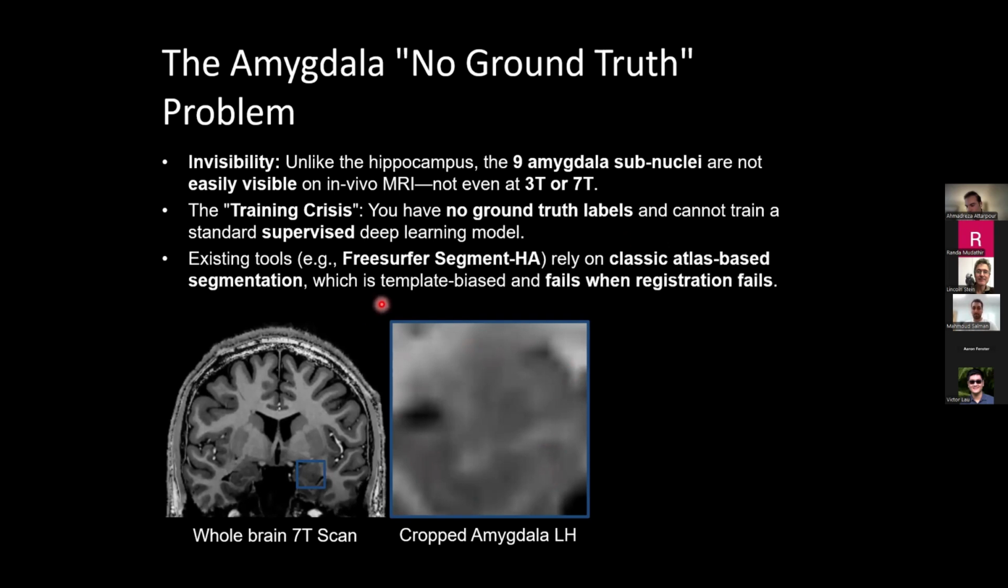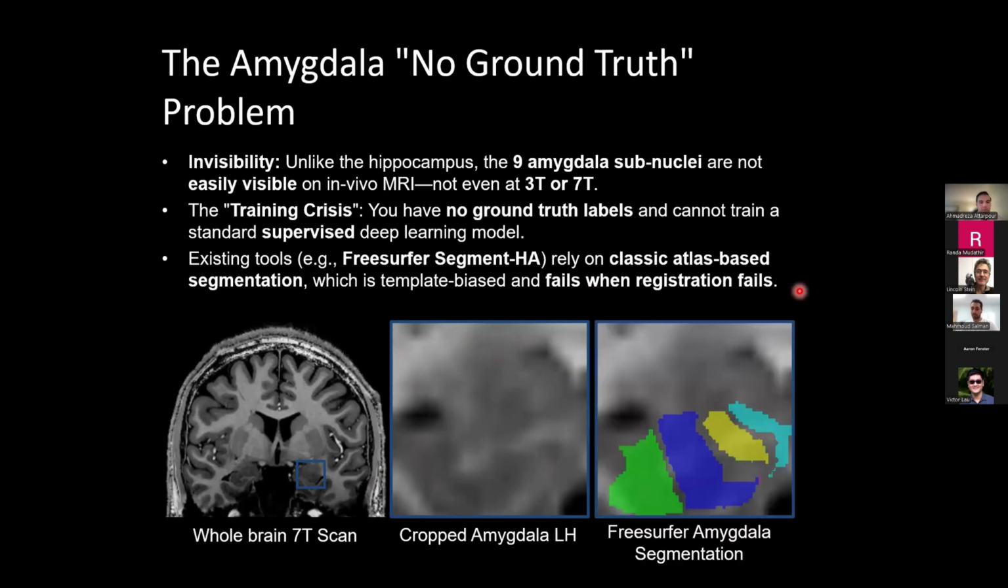And existing tools like FreeSurfer, which is a segmentation tool for the hippocampus and amygdala, rely on classic atlas-based segmentation. This atlas-based segmentation is biased to its template, which is built on adults. And if the image registration step fails, then mostly we will not be able to segment the amygdala subnuclei. We can see here the FreeSurfer amygdala subnuclei segmentation, and there is over-segmentation here as well as over-segmentation here. And as we will see later in our results, they even miss some subnuclei in this view.